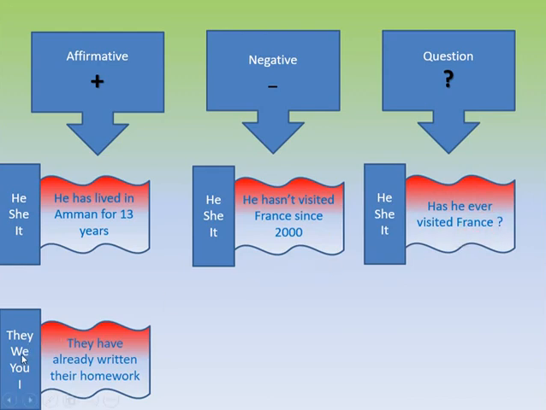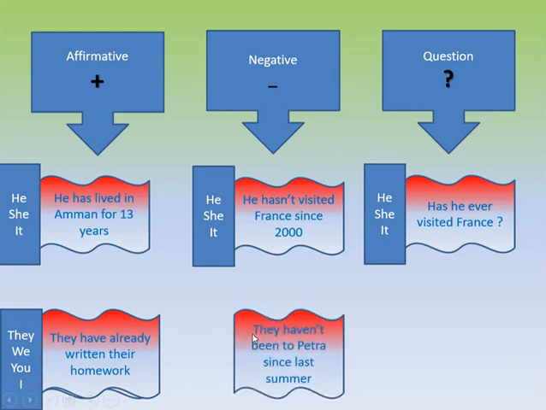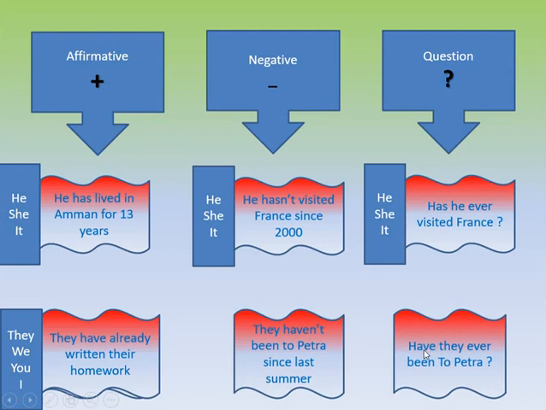And look here now, with they, we, you, and I, they have already written their homework. They have already. In the negative form, they haven't been to Petra since last summer. They haven't been. And in the question form here, have they ever been to Petra? Have they ever been to Petra?